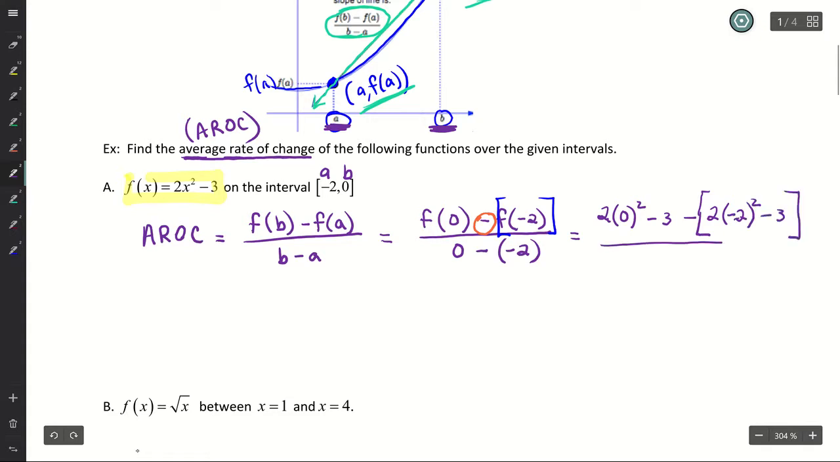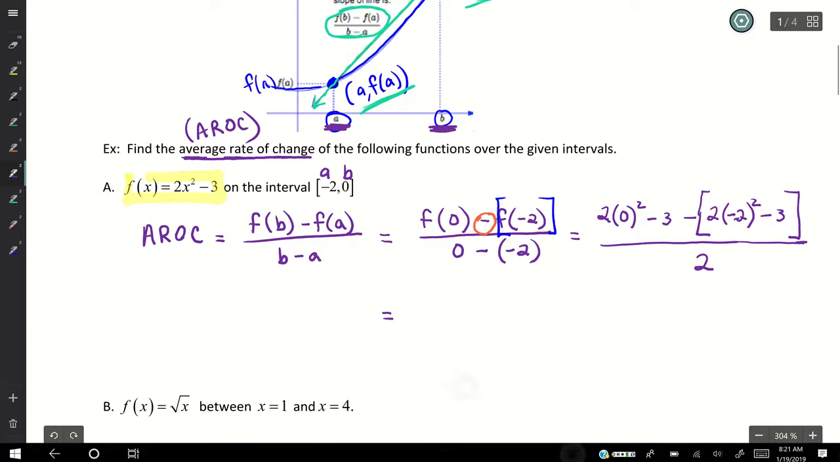And then all of this is over 0 minus negative 2. Well, negative 2 is positive. 0 plus 2 essentially is just 2. All right, in the top I have 2 times 0 squared. 0 squared I have to do first because of order of operations. 0 squared is 0. 0 times 2 is 0. So that leaves me just the negative 3.